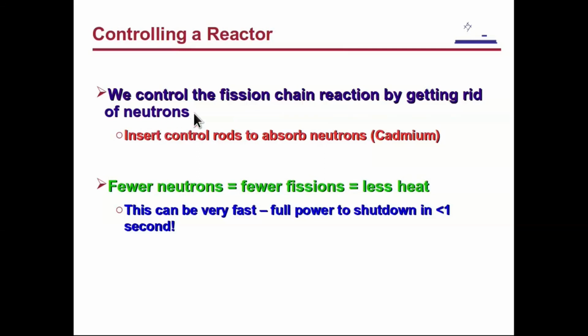So controlling the reactor is done by getting rid of extra neutrons. So how do we do that? We insert what are known as control rods, which are essentially made of cadmium, to absorb the extra neutrons, and thereby we achieve the steady state nuclear reaction. Now how do we stop the reactor? So we just insert the control rods. So many neutrons are absorbed. Fewer neutrons means fewer fissions, means less heat. So this can be very fast. That means essentially the full power to shut down will take less than a second.